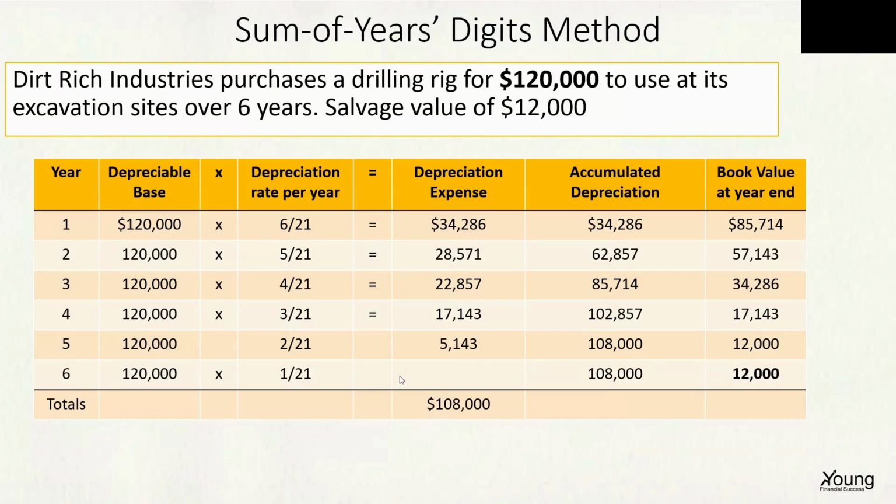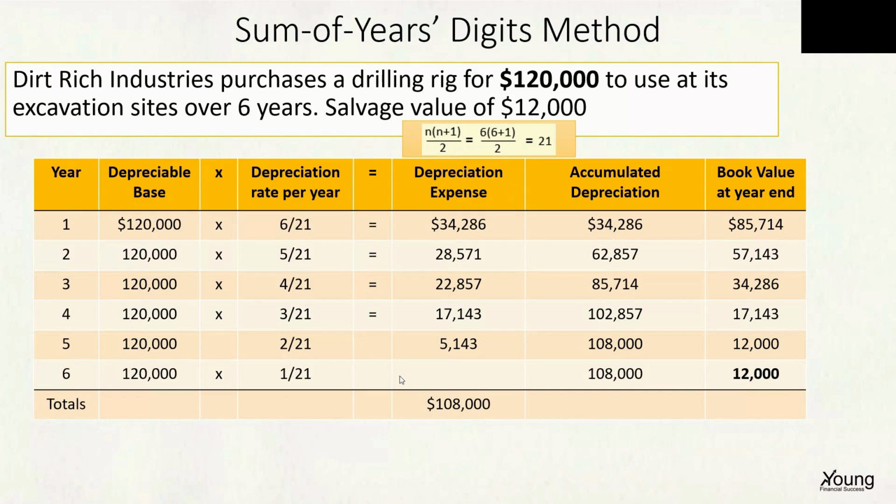We actually take the sum of the years digits. Here's the formula for it. N being the number of years that we expect to use it for, 6 years, times 6 plus 1. Then we divide it by 2. That gives us 21 in this case.